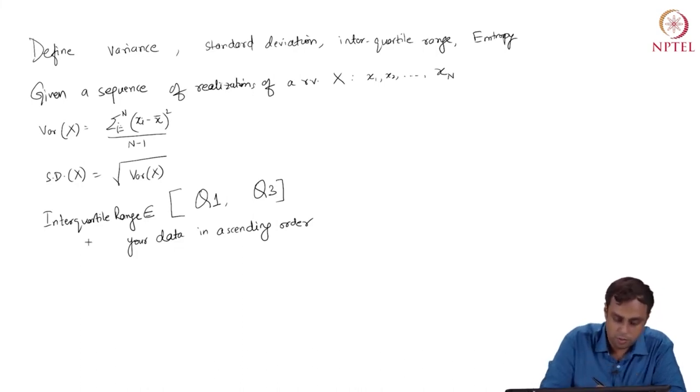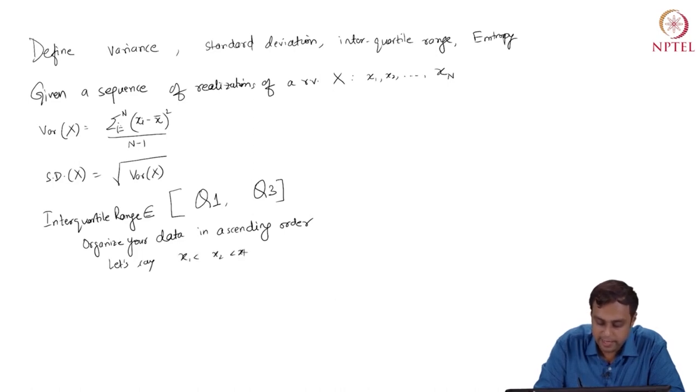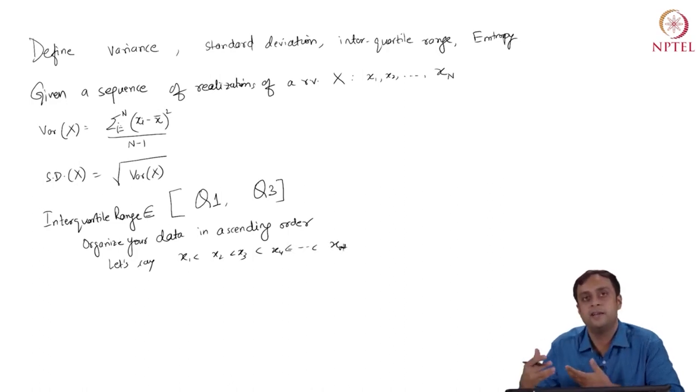So organize your data, right? Let's say you have a lucky situation, where we have x1 is less than x2 is less than x3 and less than x4 and so on. So the data are already ordered as presented in the sequence.